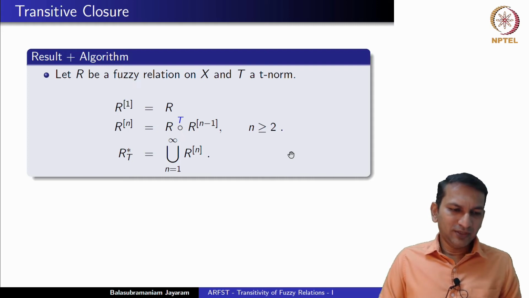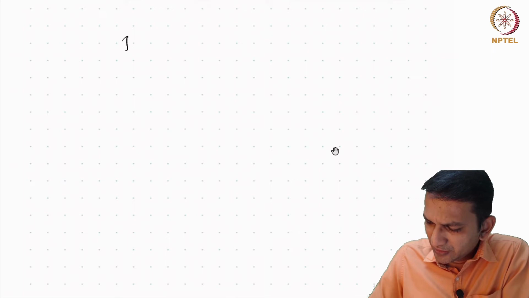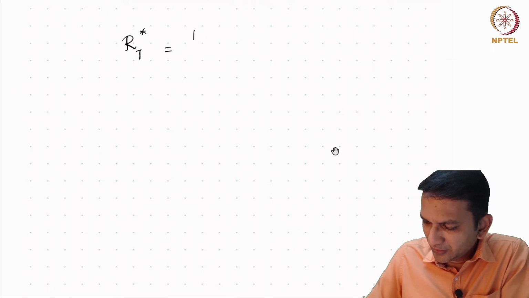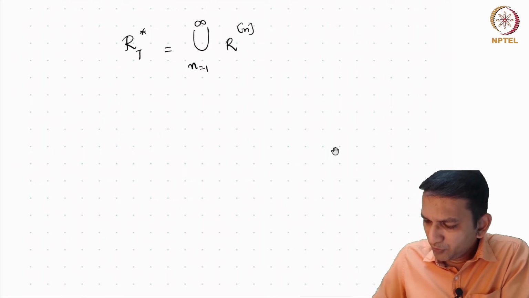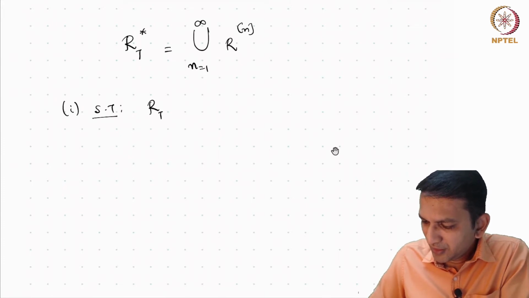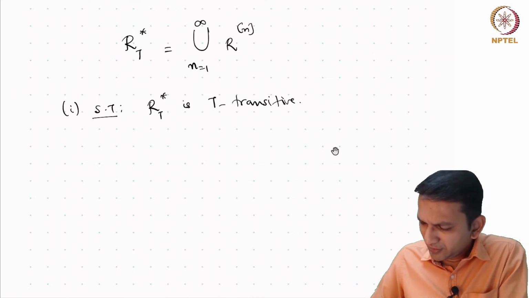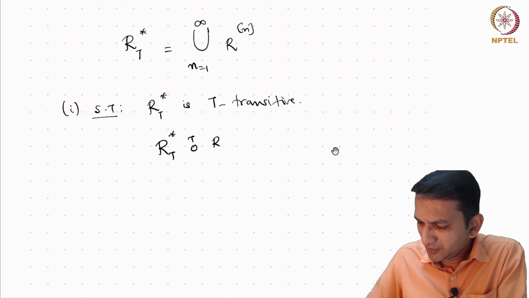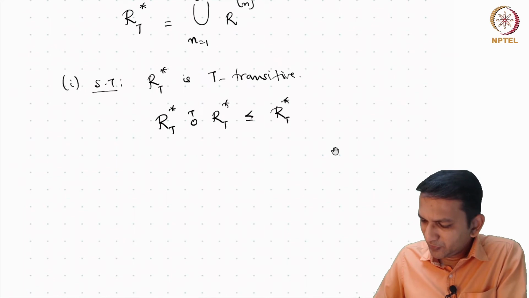Let's look into the proof of this. What we are given is R_T star is defined like this. We need to prove two things. Firstly, show that R_T star is in fact T-transitive. What does this mean? This means in terms of the composition, R_T star circle T R_T star is in fact less than or equal to R_T star. Let's start with the LHS.